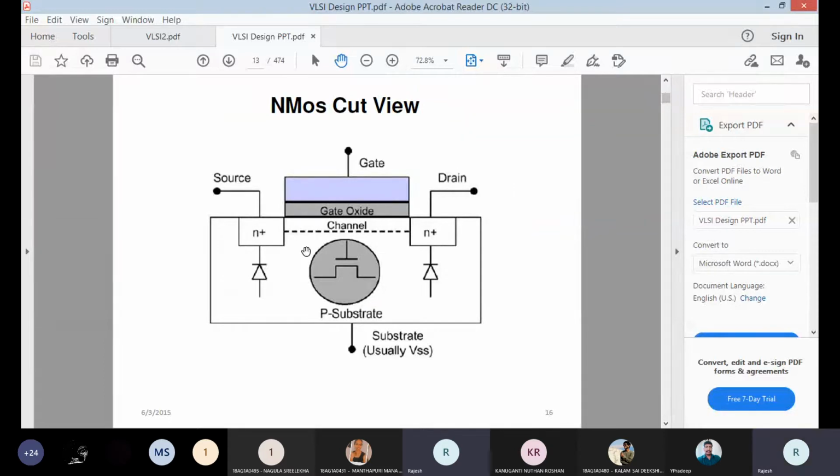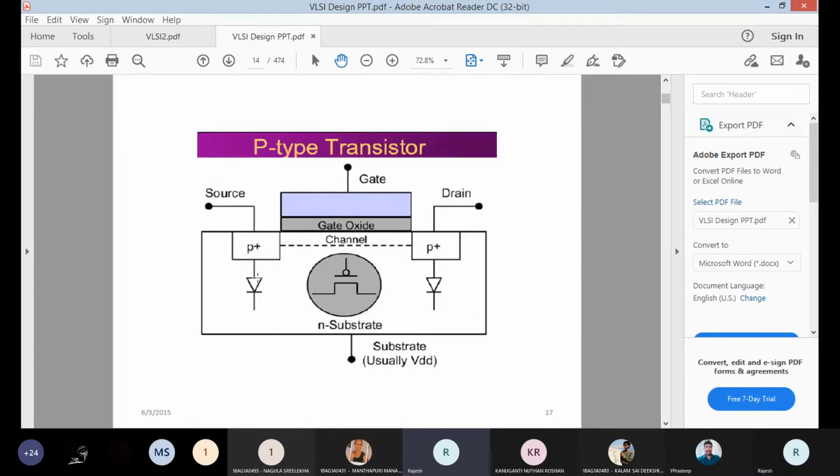So this is a diagram showing the depletion region formed between N and P layers. This N and P are like two back-to-back connected diodes. This is a P-type transistor, with two P plus regions in an N substrate, metal oxide semiconductor, and the channel region is shown as the dotted line.